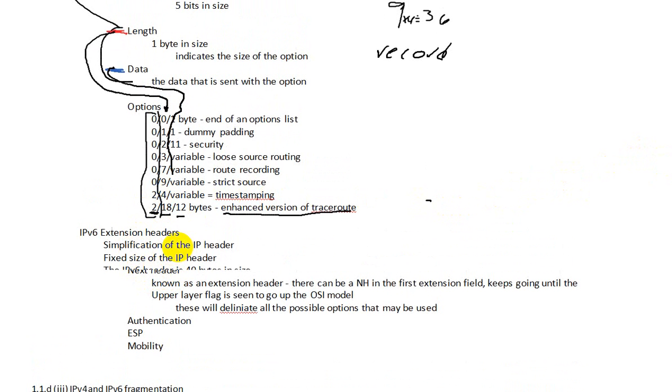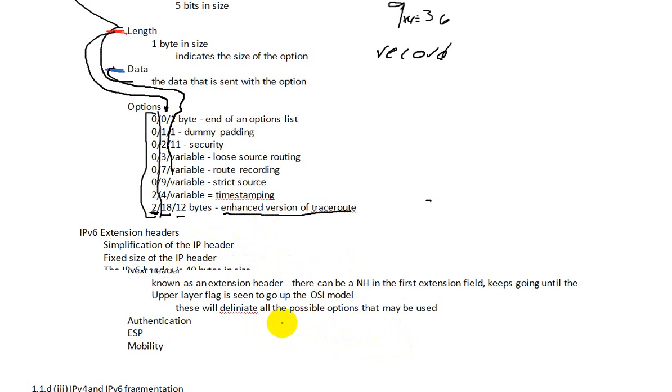Okay. The IPv6 extension header is a little simpler. When you're looking at it, you're going to see it's simplified compared to the IPv4 header. It's fixed in size, and it's 40 bytes in size.